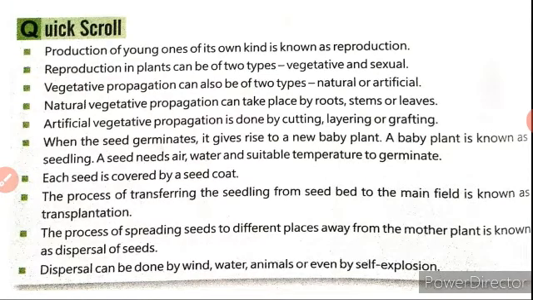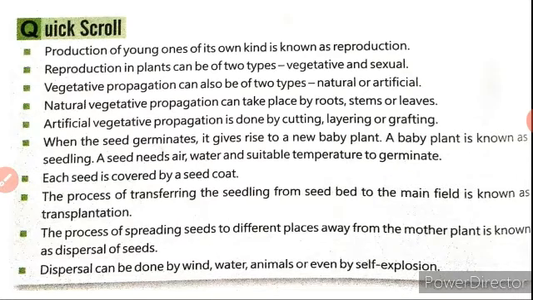These are some important points. Production of young ones of its own kind is known as reproduction. Reproduction in plants can be of two types, vegetative and sexual. Vegetative propagation can also be of two types, natural or artificial. Natural vegetative propagation can take place by roots, stems or leaves. Artificial vegetative propagation is done by cutting, layering or grafting.